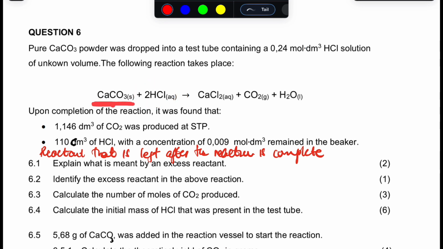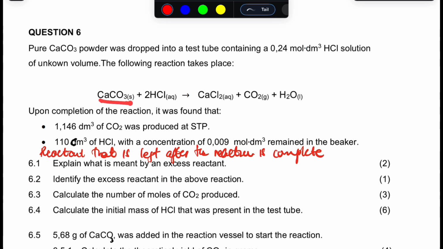This one is the limiting reactant, that means it's going to be used up completely. After the reaction is complete, there will be nothing left of the calcium carbonate, but of this one there will be something left. There will be an amount taken from this, which is the amount reacted, and then there will be an amount that remained. Now 6.2, it says identify the excess reactant in the above.